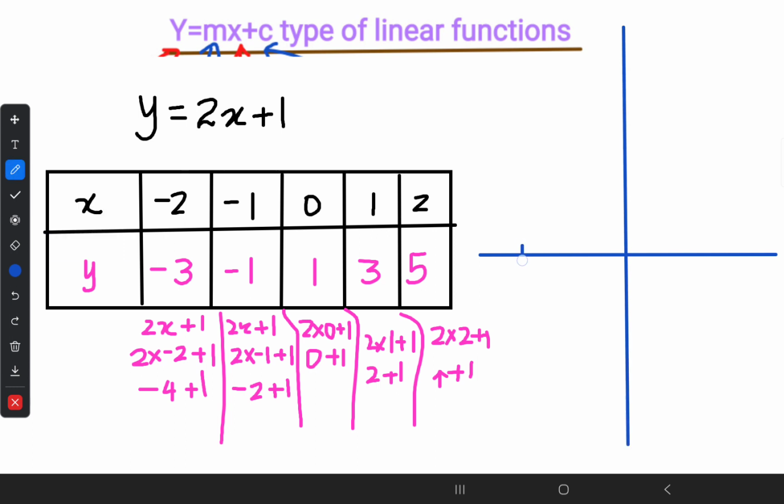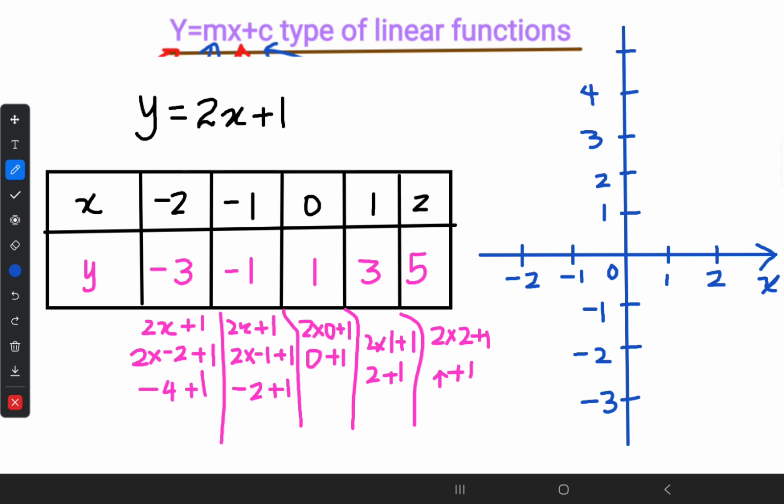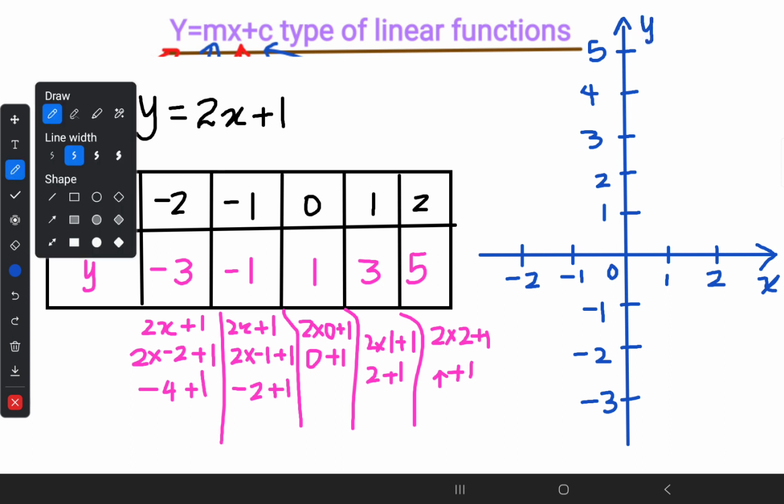Here the x values are negative 2, negative 1, 0, 1 and 2. This is our x-axis. In the y-axis, the minimum is negative 3, then negative 1, negative 2 and negative 3. In the positive direction, the maximum value is 5, with 1, 2, 3, 4 and 5. This is for the y-axis. Then just mark the coordinates.